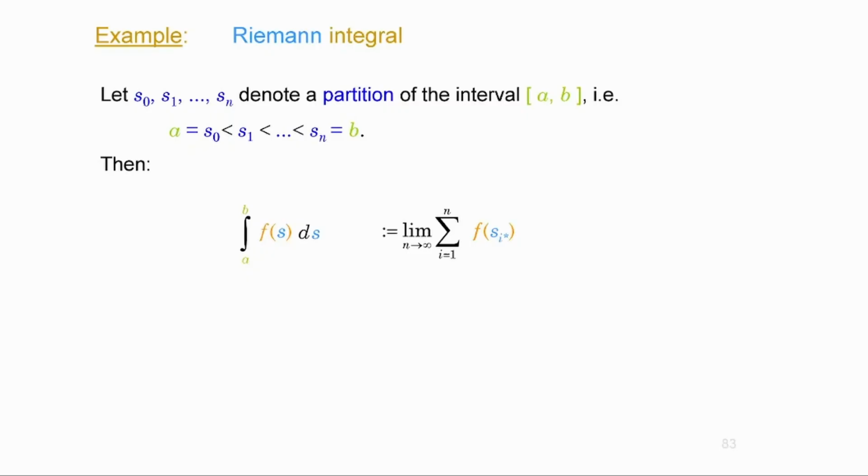It doesn't really matter when the limit is supposed to be finite. So if the limit exists, then it doesn't really matter, which will not be the case for the stochastic counterpart. So keep that in mind when you look at that. In this case, this point can be anything from S_{i-1} to S_i, all right?